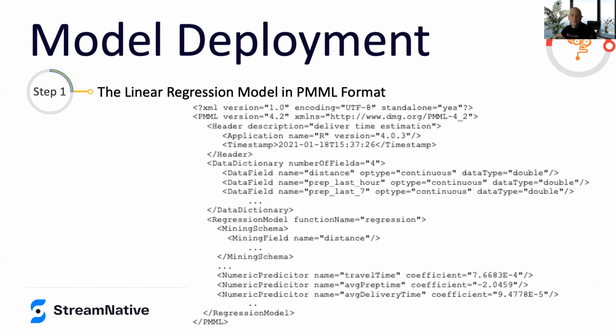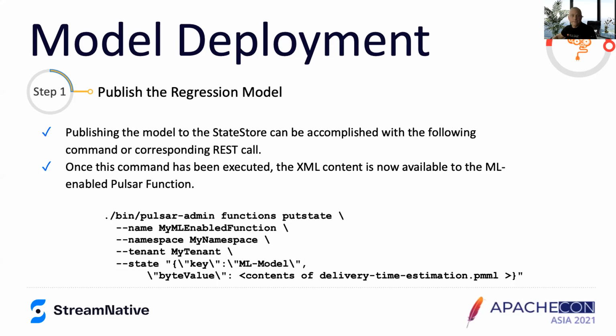As you can see here, in the data dictionary section in the middle, those are your feature vectors. You have the distance, the meal preparation time in the last hour, the meal preparation time in the last seven days, things of that nature. Also, you're going to calculate the distance. It shows that it's a regression model itself, and it takes all these different values to calculate the value.